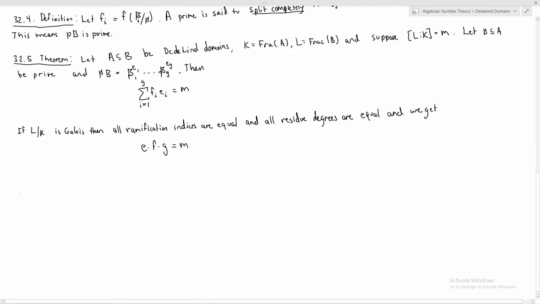Okay. So proposition. We're going to let A, B, L, and K be as above. And we're going to assume also that L over K is Galois.